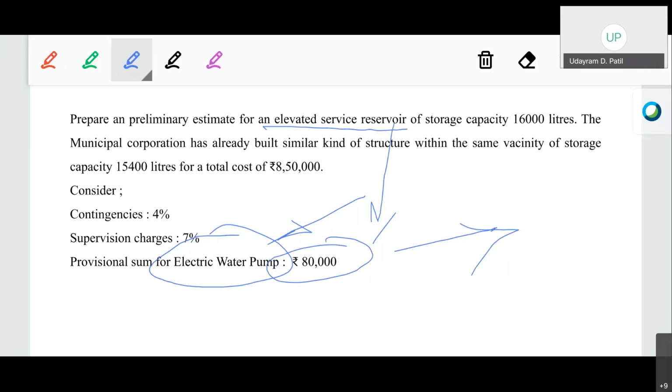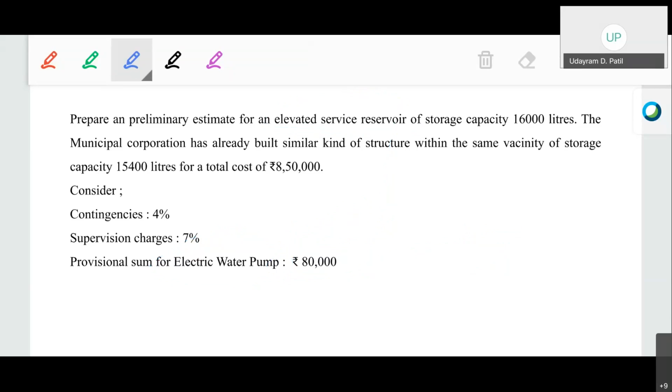Okay, so what I do, I put 80,000 rupees aside in the count beforehand, so that the proper functioning of the particular elevated storage reservoir will be there. If I did not put that particular 80,000 aside, it may happen that due to some uncertainties during the construction, the cost of that particular project might exceed the budget.